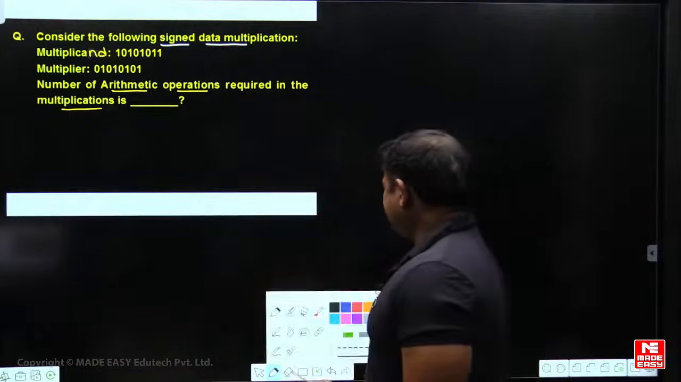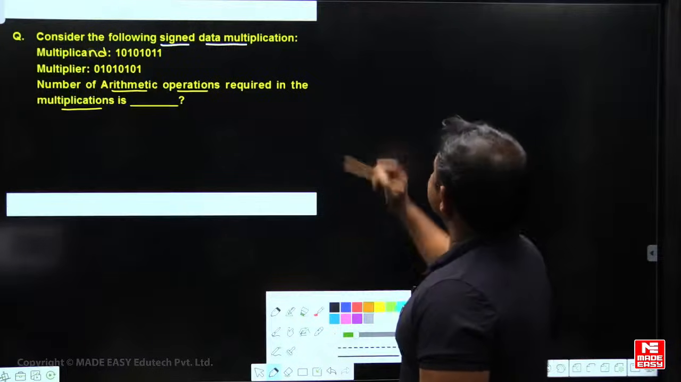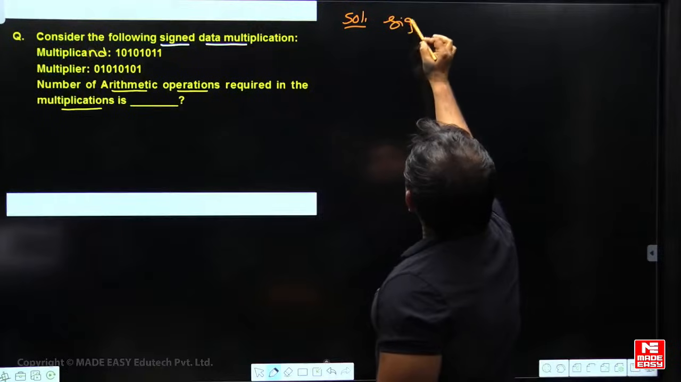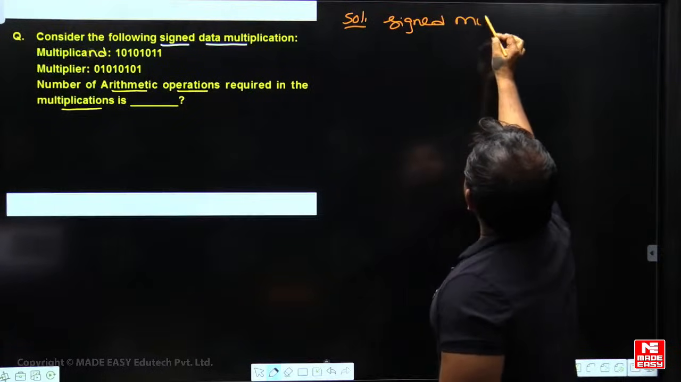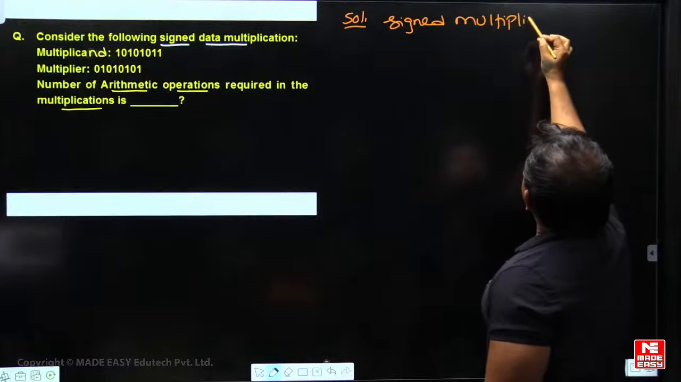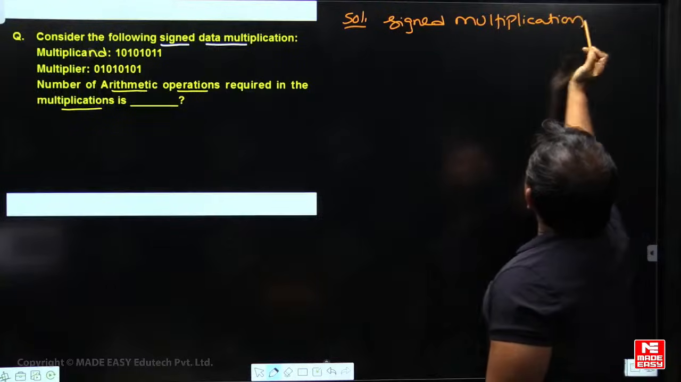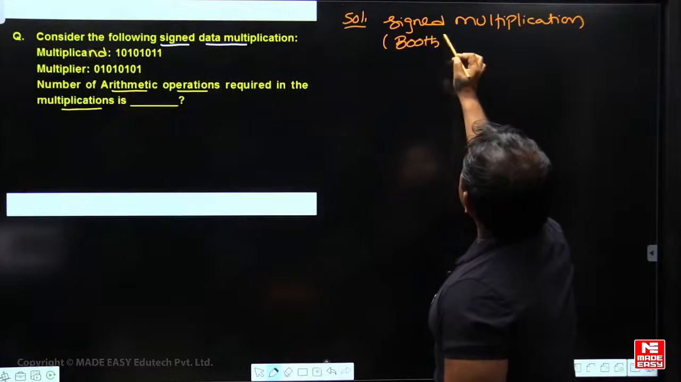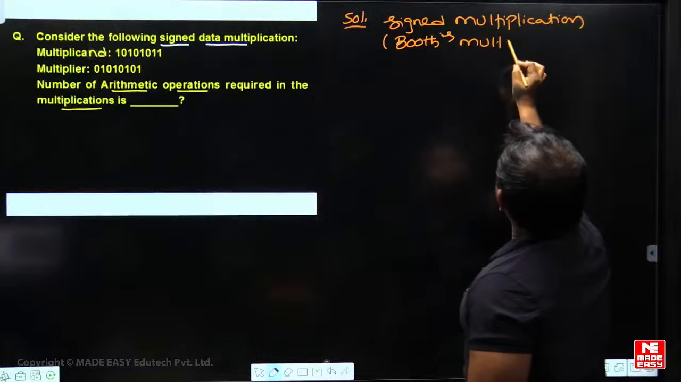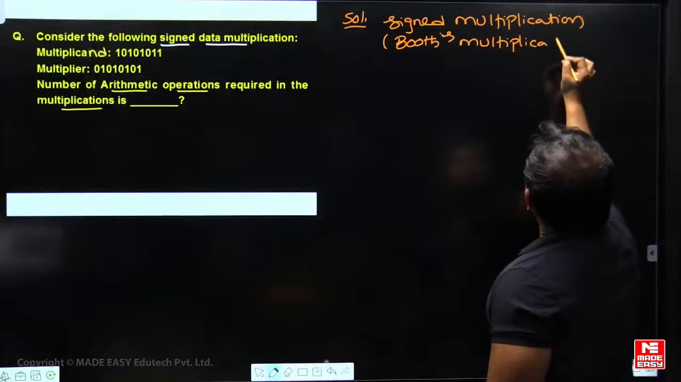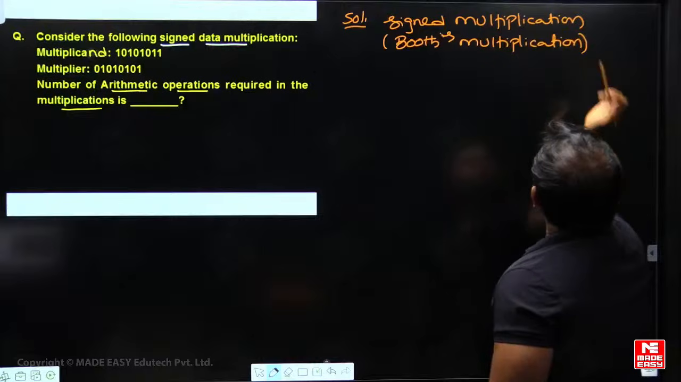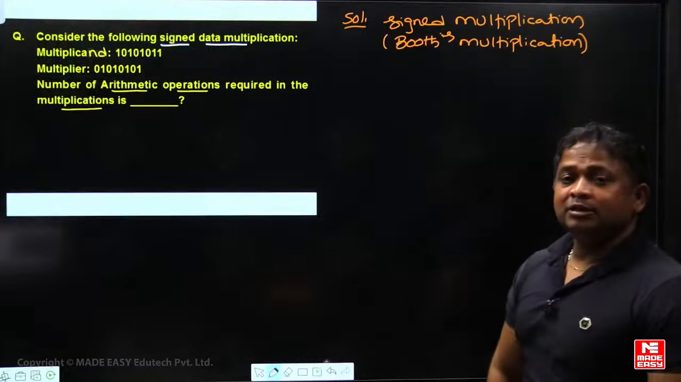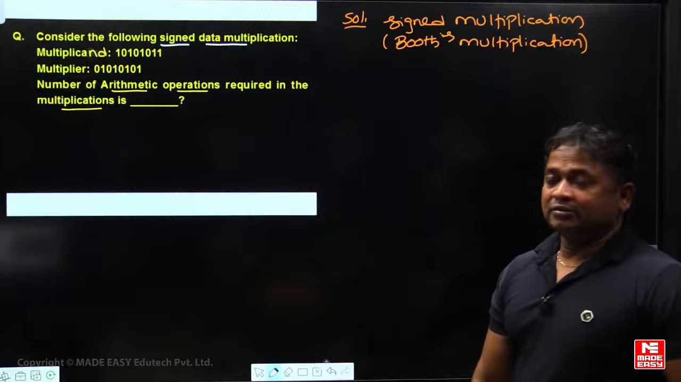Signed data. Friends, answer quickly. Signed multiplication. Both multiplication. Then how many arithmetic operations? Arithmetic means addition, subtraction.